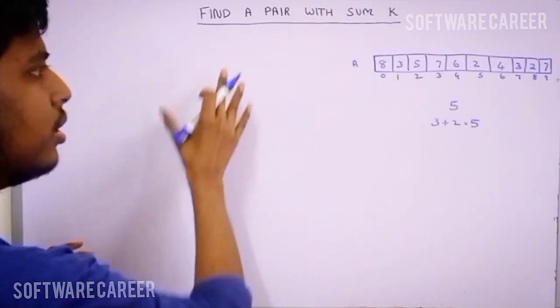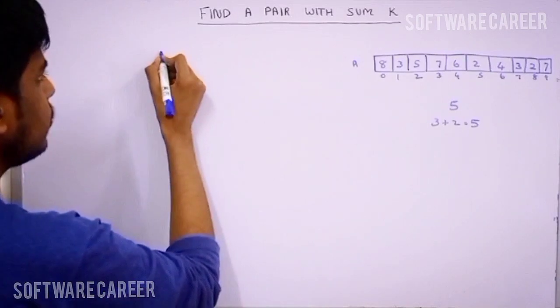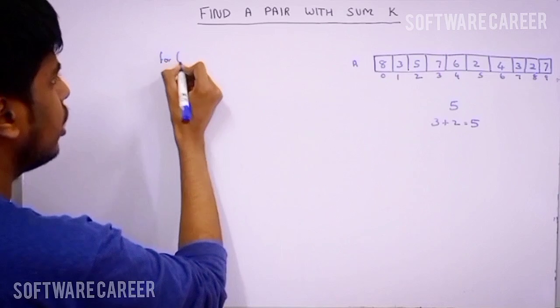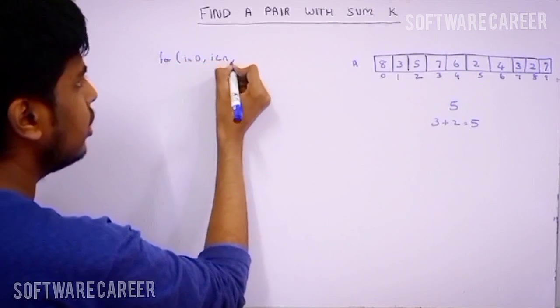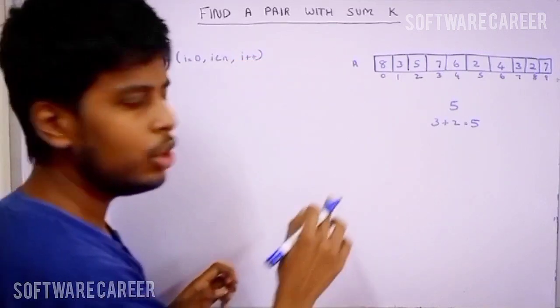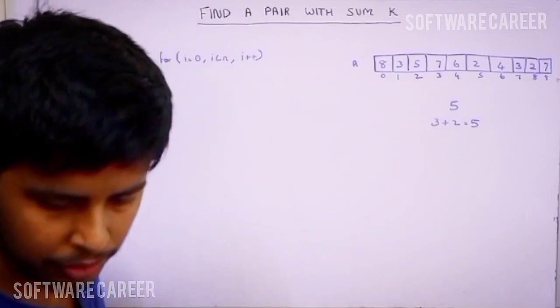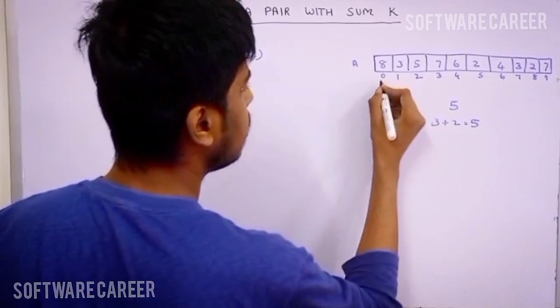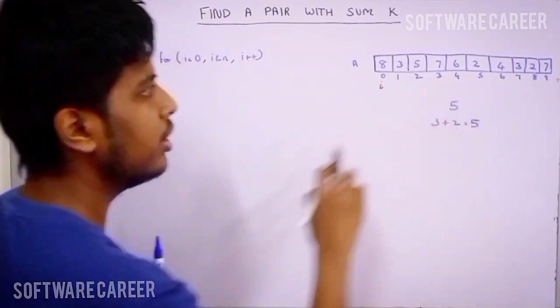Now I'll write the code for that. For i equals 0, i less than n, i plus plus. What is this i loop? The i loop is used to travel from 0 to 9. Now i is pointing at 0, and it travels from 0 to 9.